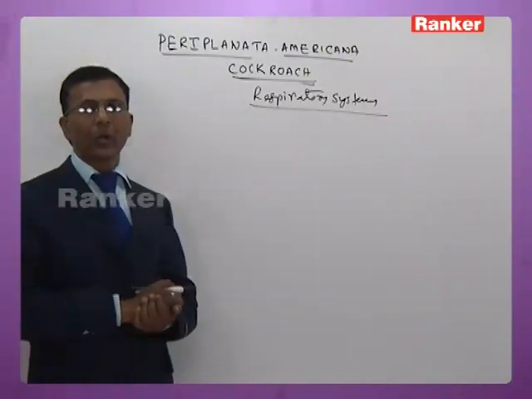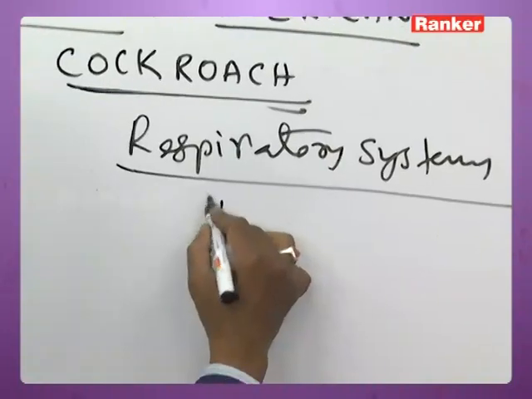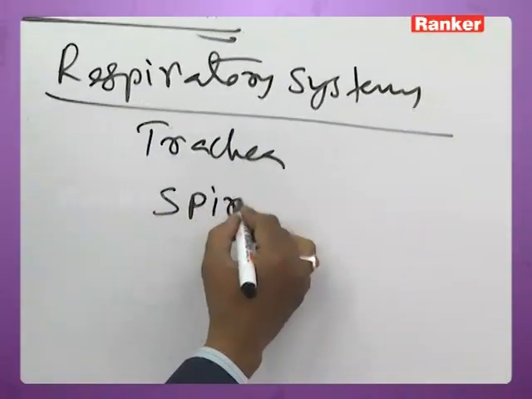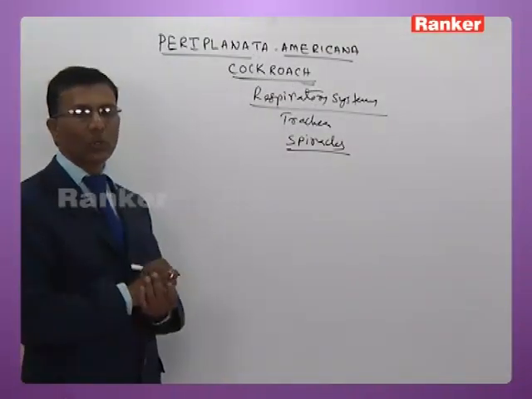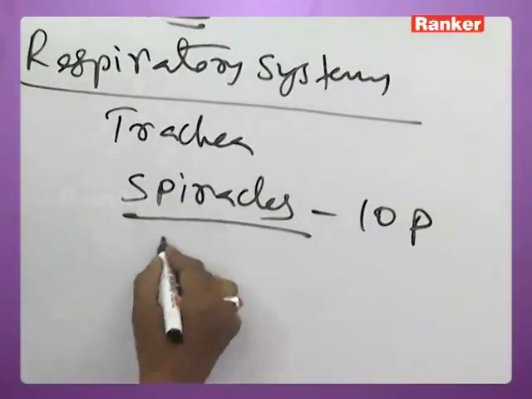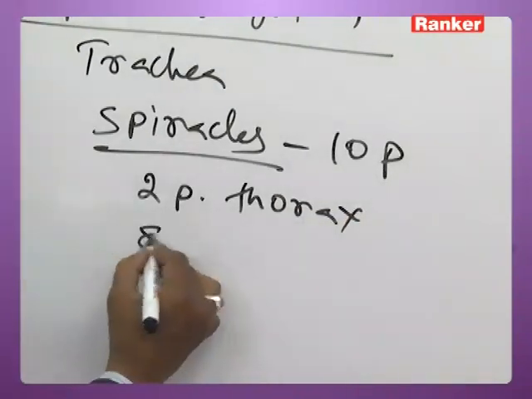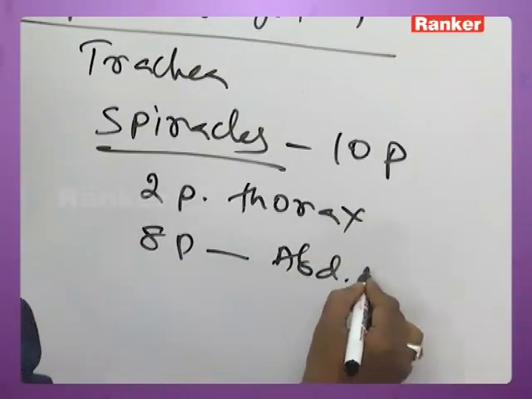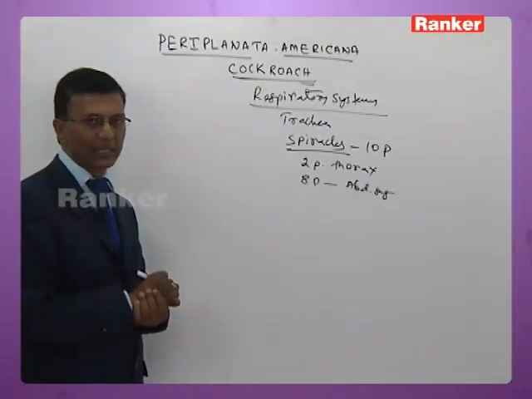Now, respiration in cockroach takes place by trachea. All the trachea open to the exterior through spiracles. Cockroach has 10 pairs of spiracles. Two pairs are in the thorax. Remaining 8 pairs are in the first 8 abdominal segments.